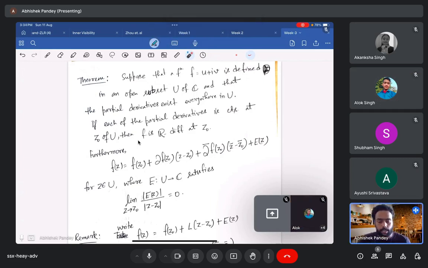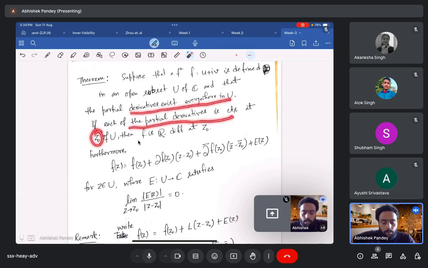Yeah, so it says that, just recall the sufficient condition for differentiability in R2. If the partial derivatives exist everywhere in U, and if each partial derivative is continuous at this point, f will be differentiable at that point, isn't it? Yes. So it means that f is R differentiable at that point z naught.